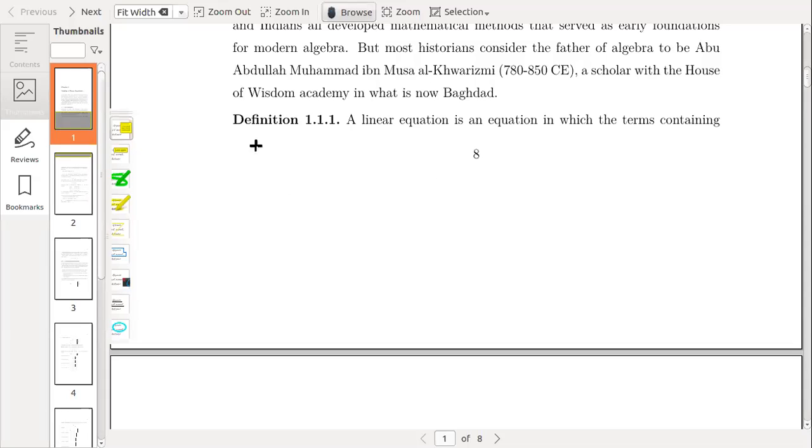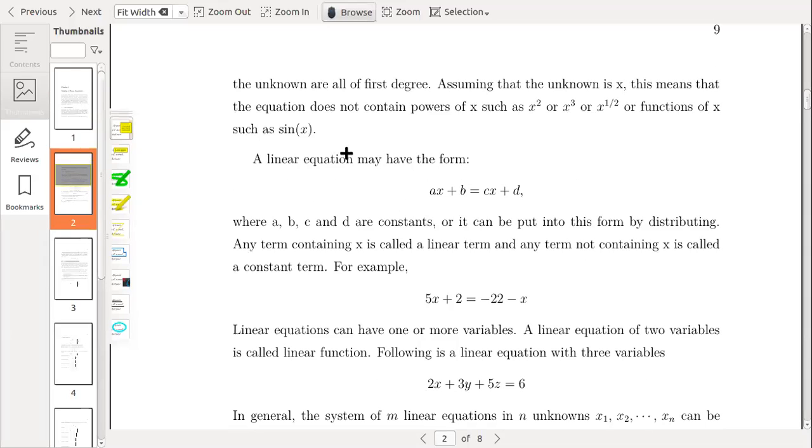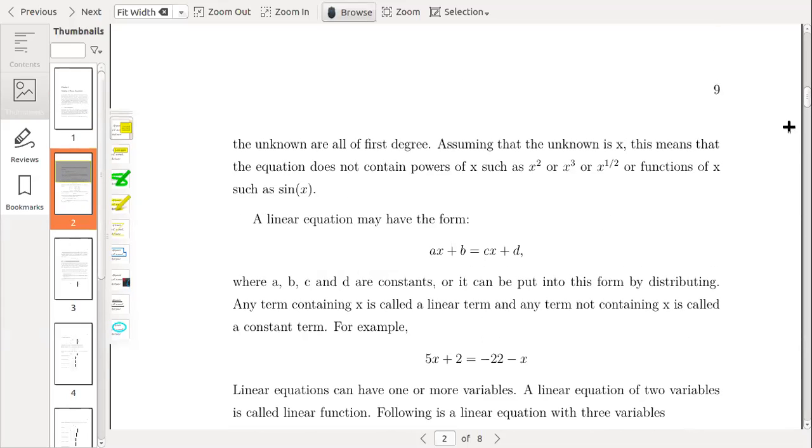Okay, the definition: how can we define a linear equation? A linear equation is an equation in which the terms containing the unknowns are all of first degree. So assuming that the unknown is x, this means that the equation does not contain powers of x such as x squared or x cubed or x to the 1/2, or functions of x such as sine of x. So a linear equation may have the form.